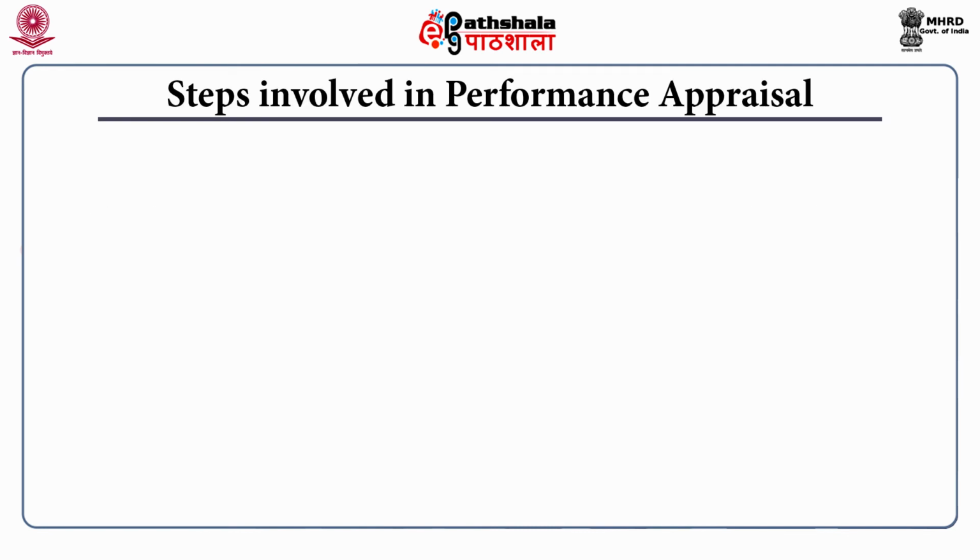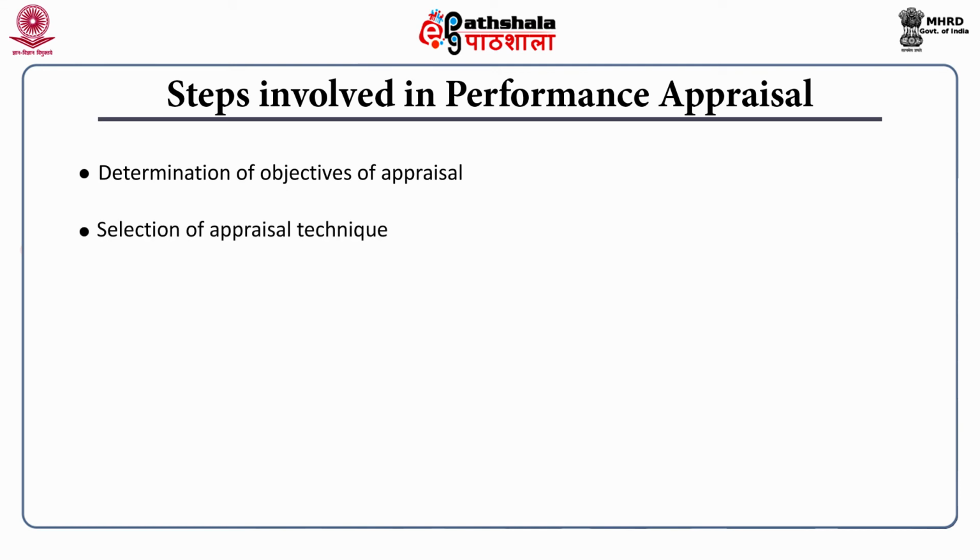Certain steps are involved in performance appraisal. The first is determination of objectives of appraisal. It is the first step involved in performance appraisal, and it defines what the appraisal wants to achieve for the organization. There are two main objectives of performance appraisal: evaluation and development. The second step is selection of the appraisal technique. It involves the selection of the best techniques which will be used by the organization for appraisal. The next step is to decide who shall be the appraiser.